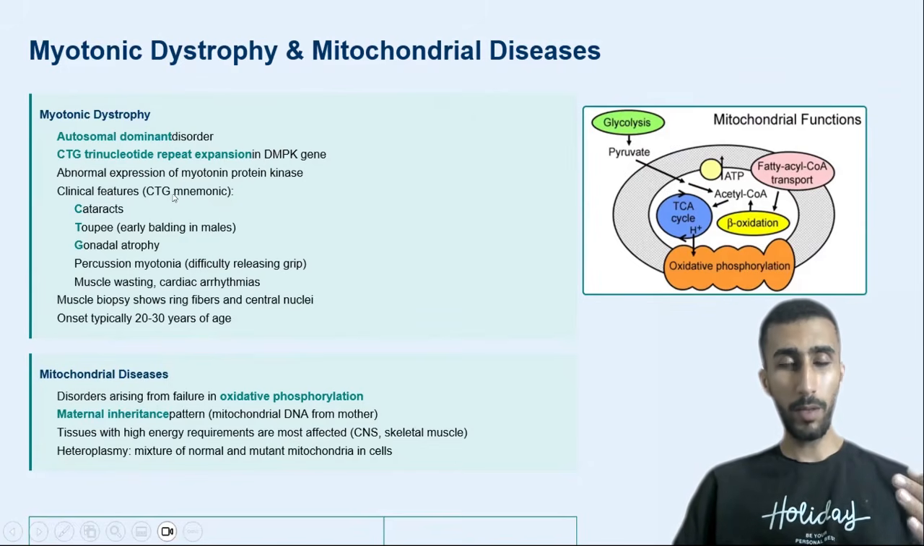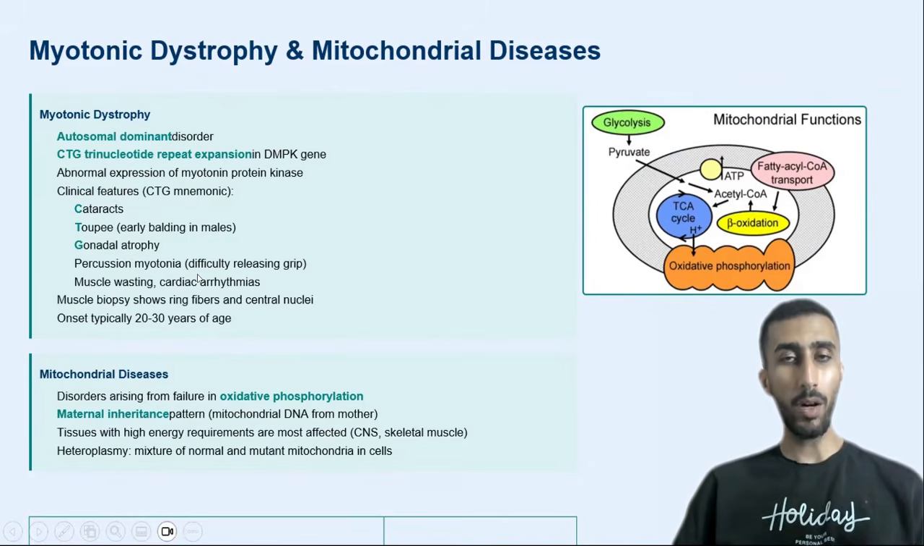So they have a clinical picture. There's a mnemonic related to the expansion CTG. C is cataracts, T is toupee, which is early balding in males, G is gonadal atrophy. So there's atrophy of the gonads, toupee or early balding, and cataracts.